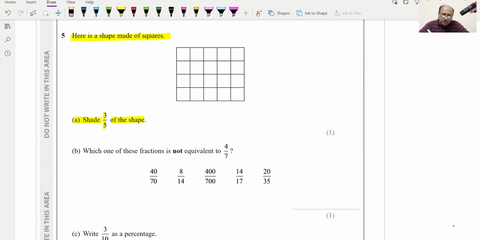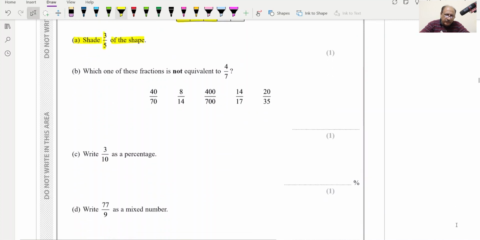So we will shade first 3, and shading we can carefully do like this one. So this is our required answer, which we have done almost. Okay, so this is the required 3 by 5. Hopefully you understood this. Then which one of these fractions is not equivalent to 4 over 7?